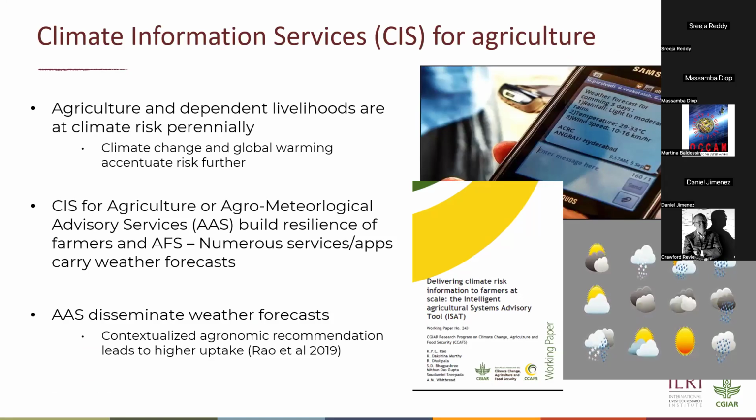Now, just a bit of the context. We all agree that agriculture and the dependent livelihoods are at climate risk perennially, right? There are global factors like climate change and global warming. All these are directly or indirectly creating a lot of new risk for agriculture, right? And somewhere in the early 2000s, the idea of using climate information services, right?